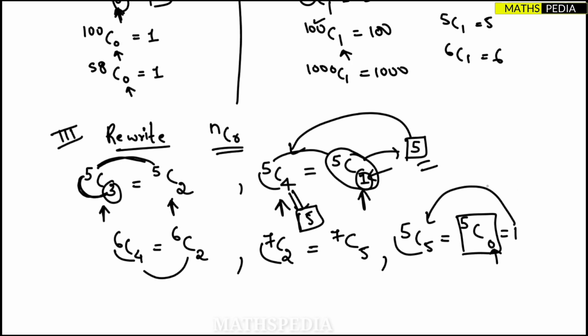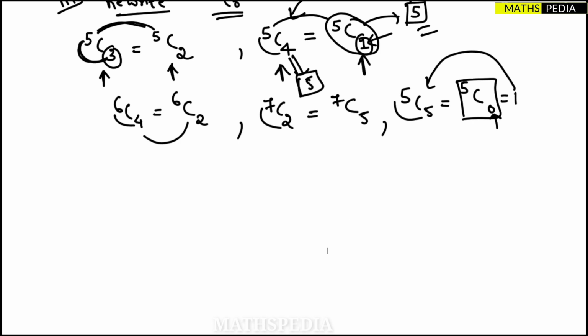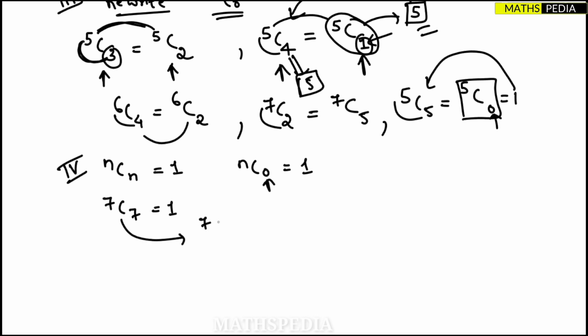So one more thing you can understand from here is that if we are getting the same, that means NCN, fourth type, where the third type is rewriting. The fourth type is NCN, which means the answer is always 1. It is the same as NC0, where the down part is 0 and the answer is 1. Same thing, if I write 7C7, the answer is 1. Why? Because 7C7 you can write as 7C0.